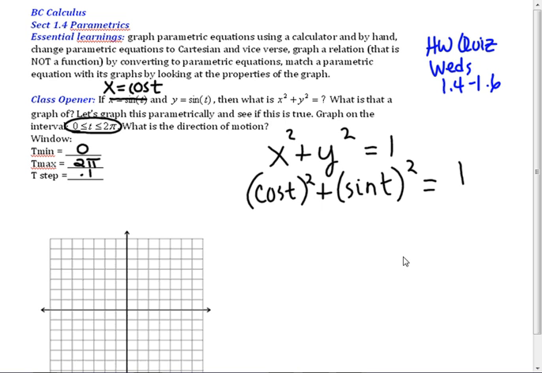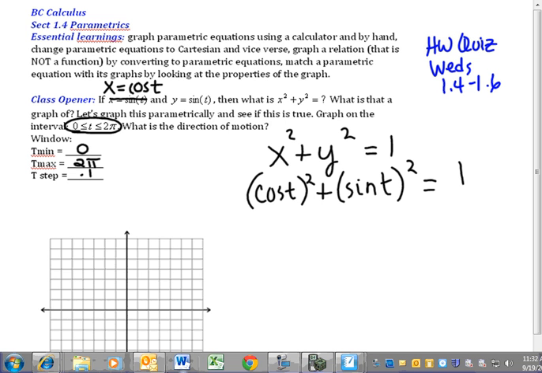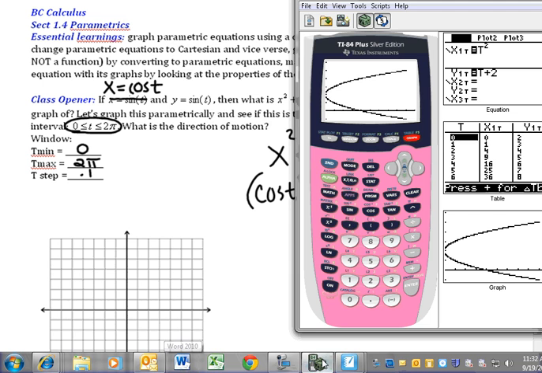Okay, ready? So we're going to get our calculator out. And if you think about it, you can plot some points. I think I have something to say about tomorrow.